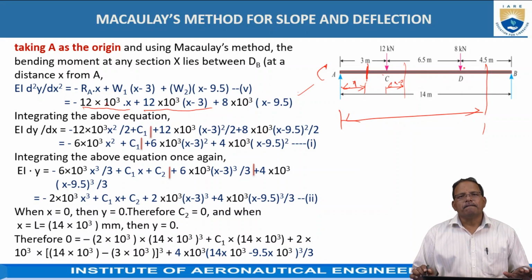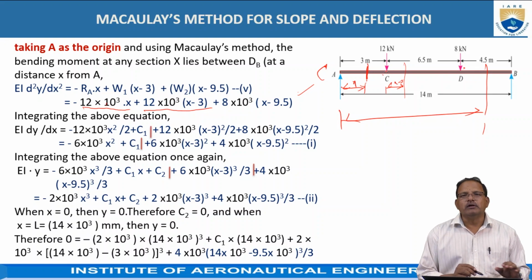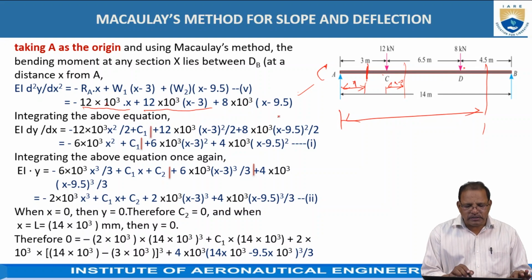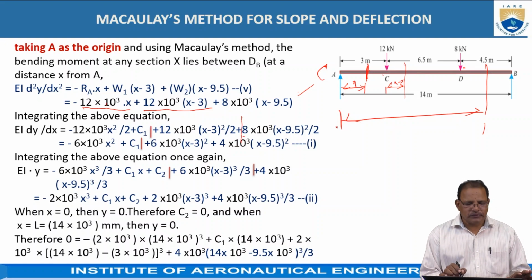So when we are integrating this equation once again, the first term is 12 into 10 to the power of 3 into x square by 2 plus C1, the integration constant. That is the first integration up to C only. When the point lies between C and D, we will take just one more constant up to this position. The third one is the behind term.